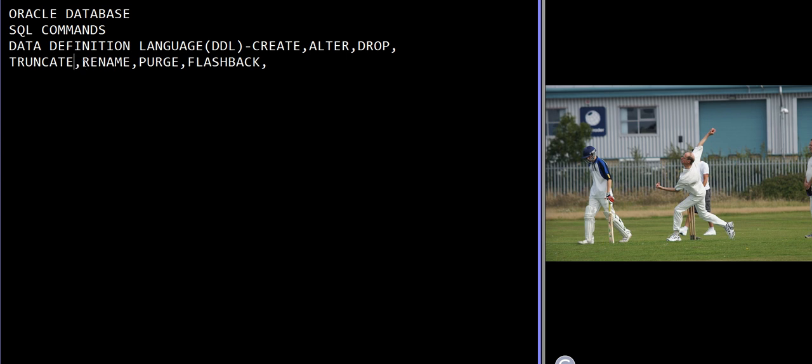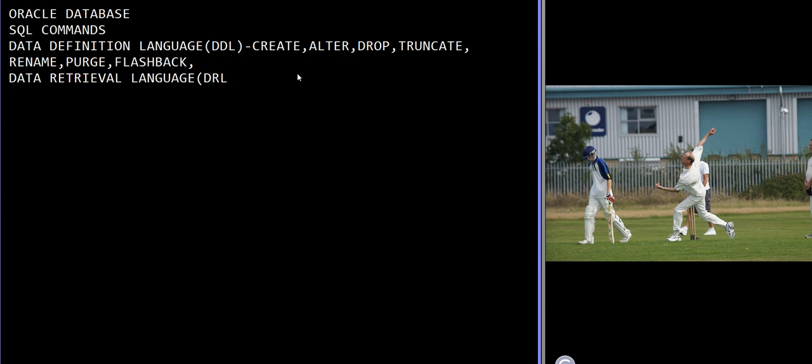Just give me a minute, I am just reordering it. So after that, we have data retrieval language. We have data retrieval language command, not commands, because it is the only command we use, that is select.